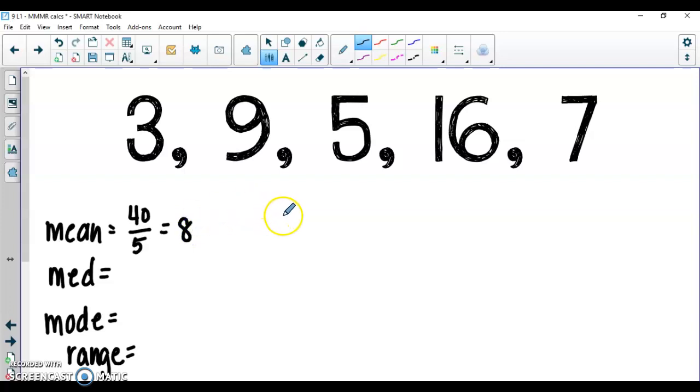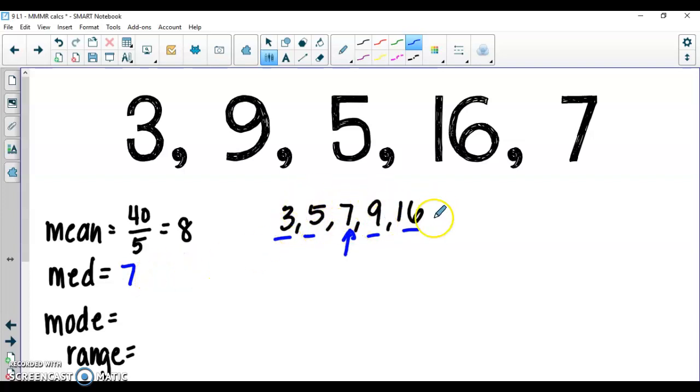When I put the numbers in order, I see 3, 5, 7, 9, and then 16. So going from out, out, out, out, middle, my median is 7. The mode in this set, I see a 3, a 5, a 7, a 9, a 16. None of those numbers repeat themselves. So because they're all only showing up one time, we actually write that there is no mode. What's our subtraction problem for range?